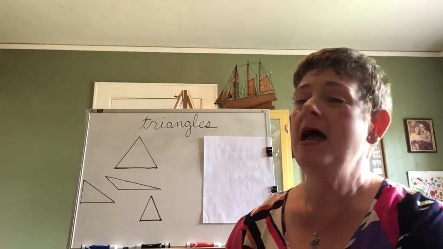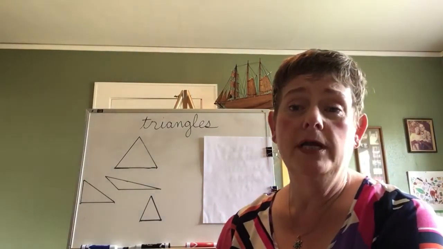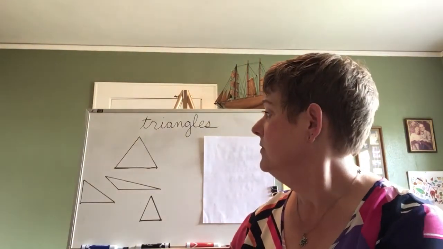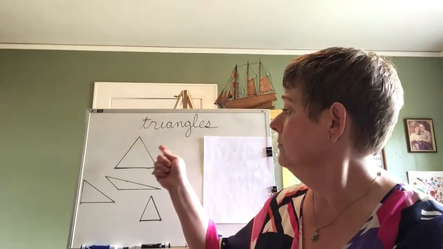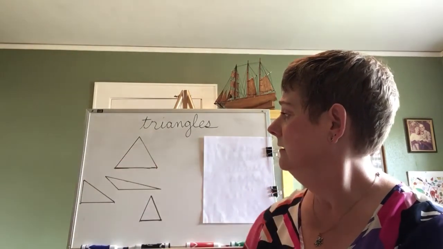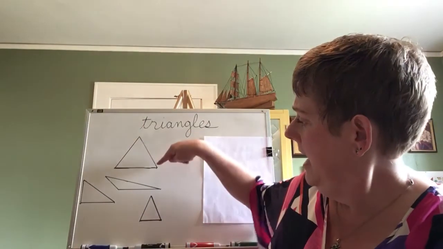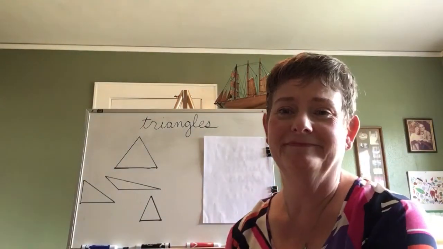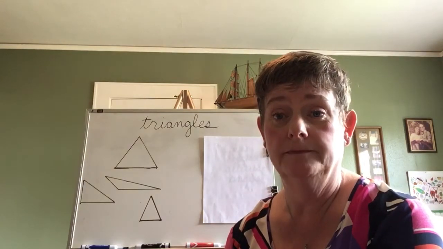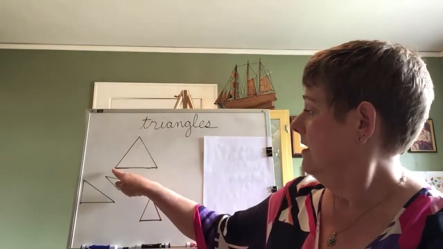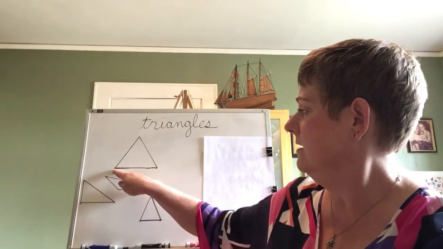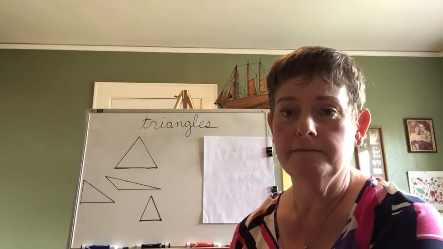Great. You probably already know that a triangle is a shape made of 3 straight intersecting sides and 3 angles. Let's learn the names of the parts of the triangle. The base is the bottom line of the triangle. That's the base.